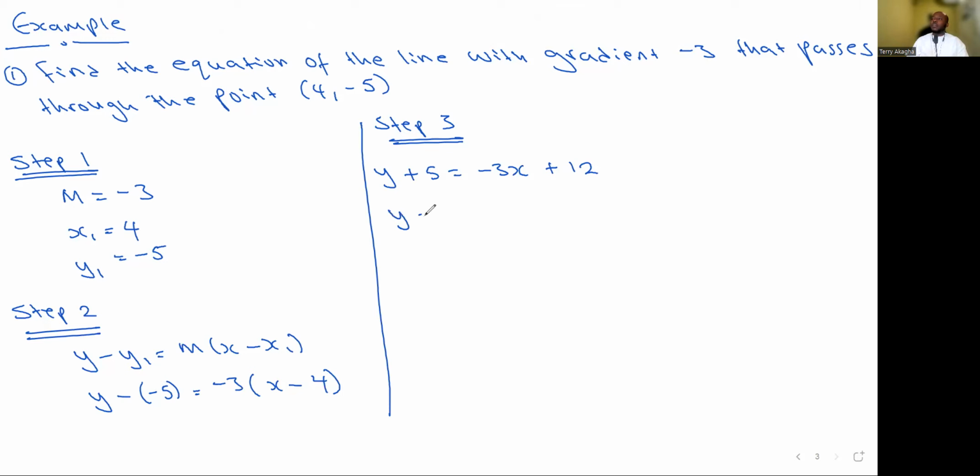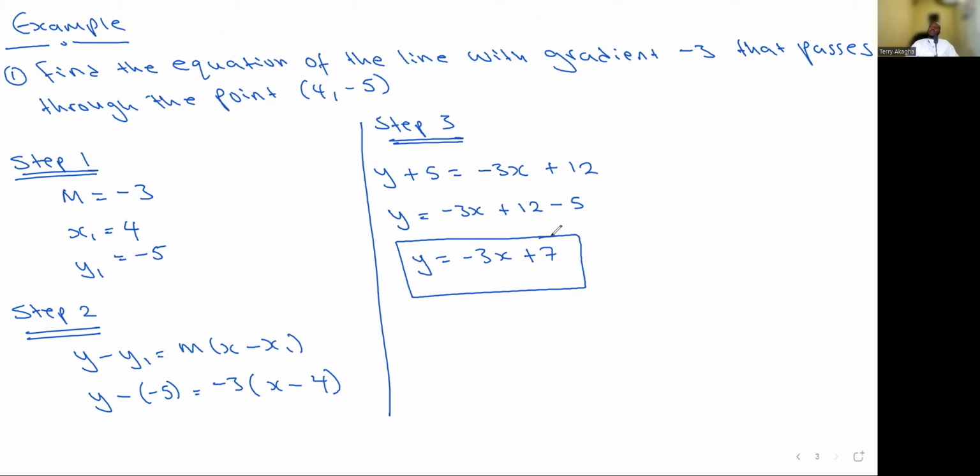It's going to give us y is equal to minus 3x plus 12 minus 5. And that y will be giving you minus 3x plus 12 minus 5 will give you what? Plus 7. So that means this is the what? The equation of the line for this. Okay? And that will be the equation of the line for that. So that means you can see for the equation of the line, we have to start with the point slope form, but we have to go back and end up in the slope intercept form.